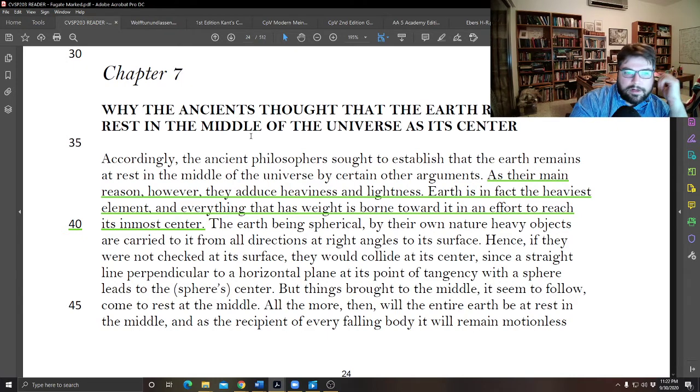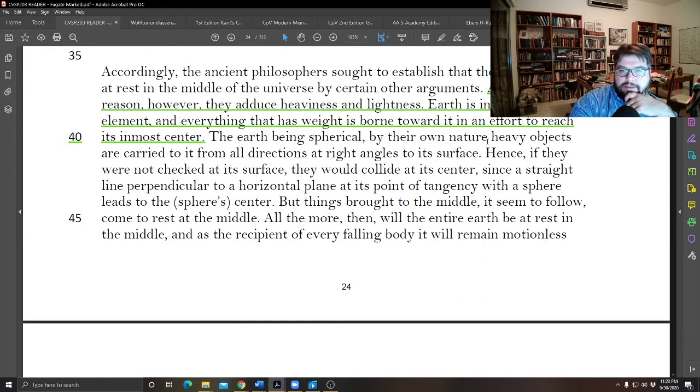He says, accordingly, the ancient philosophers sought to establish that the earth remains at rest in the middle of the universe by certain other arguments. As their main reason, however, they adduced heaviness and lightness. Earth is in fact the heaviest element, and everything that has weight is borne towards it in an effort to reach its innermost center. The earth being spherical, by their own nature, heavy objects are carried to it from all directions at right angles to the surface.